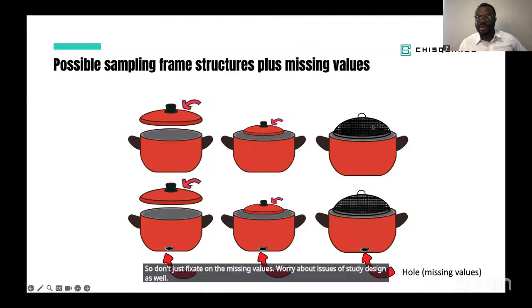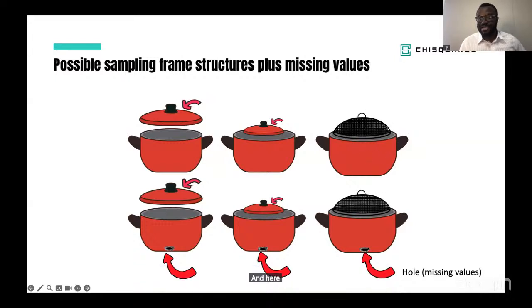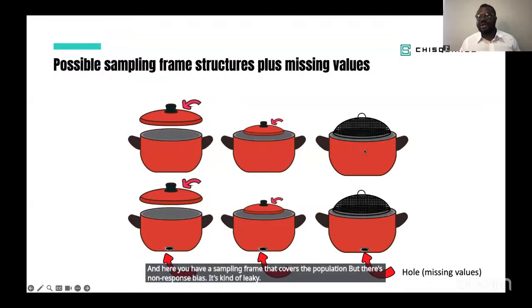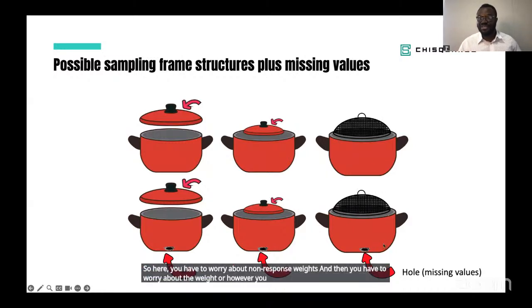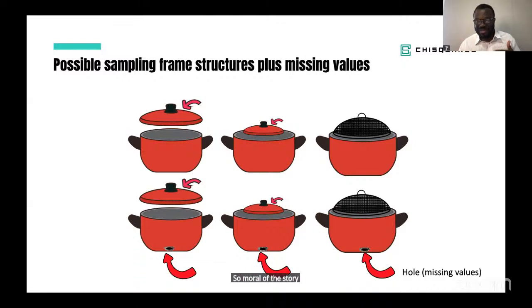And here you have a sampling frame that covers the population, but there's non-response bias. It's kind of leaky, right? And at the same time, in this case, you also have missing values. So here you have to worry about non-response weights, and then you have to worry about the weights or however you're going to control for missing values. So moral of the story, don't just worry about one thing.